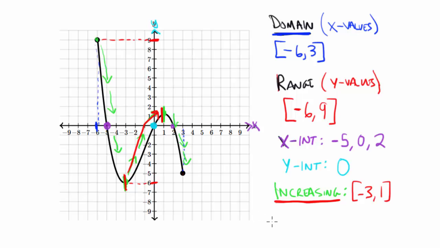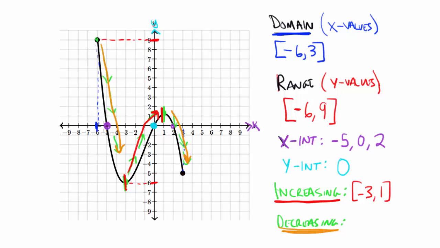And I will be decreasing at all other points on the graph, anywhere where the graph is actually getting smaller, where the y values are getting smaller, are decreasing. If we go back to our graph, from here to here, all this is decreasing, and from here to here, we're decreasing.